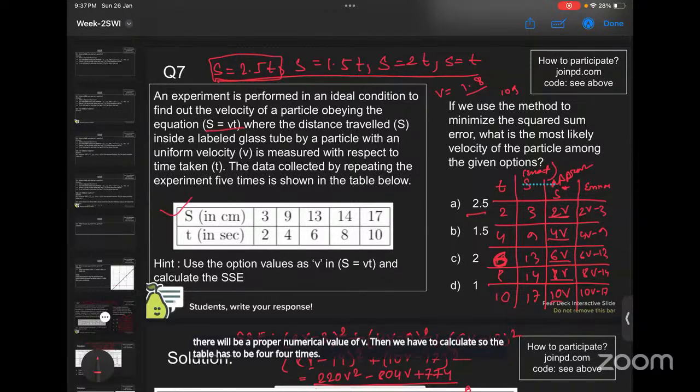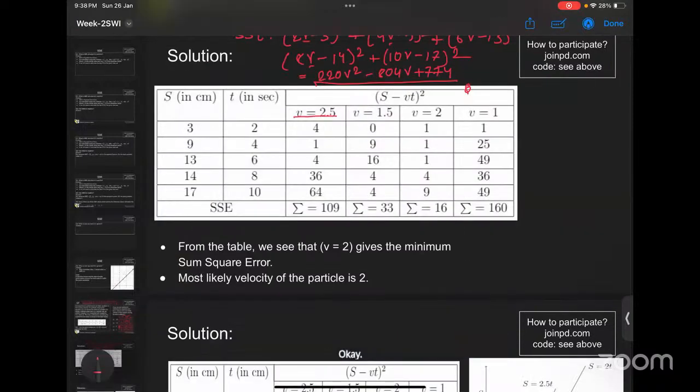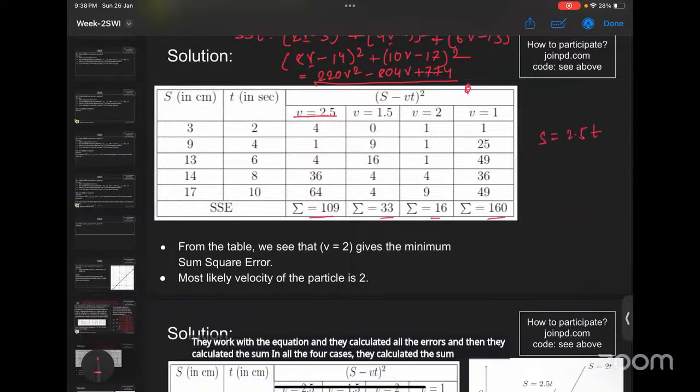So you can see this table. In this table, they did it this way. A first took equals to this. Then their equation becomes s equals to 0.5. They work with the equation and calculated all the errors, and then they calculated the sum. In all the 4 cases, they calculated the sum.